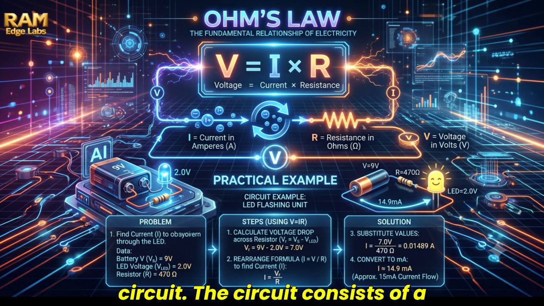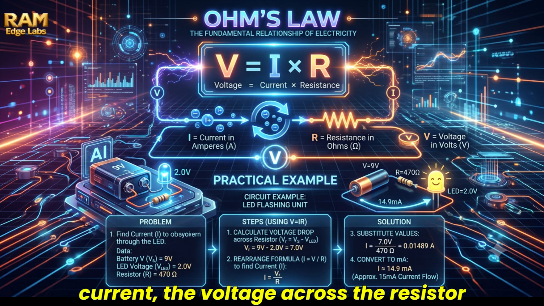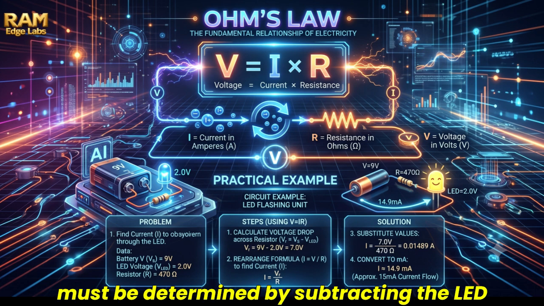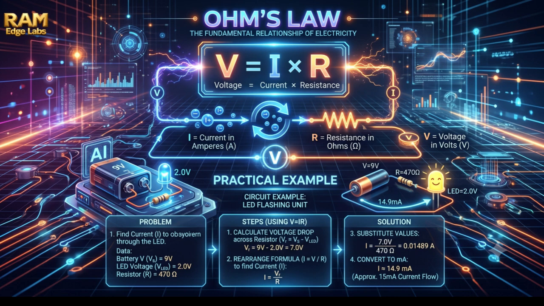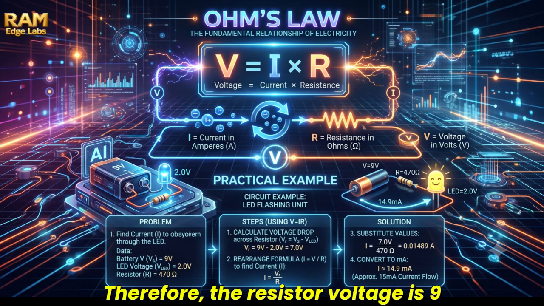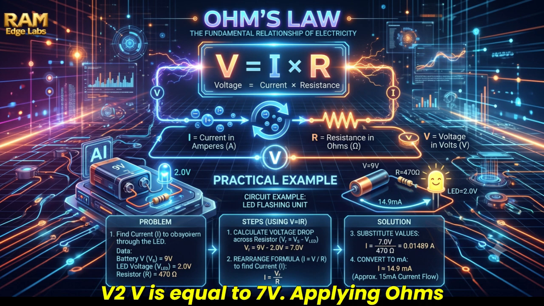The circuit consists of a 9-volt battery, an LED with a forward voltage of 2 volts, and a 470 ohm resistor connected in series. Before calculating the current, the voltage across the resistor must be determined by subtracting the LED voltage from the battery voltage. Therefore, the resistor voltage is 9V - 2V = 7V.